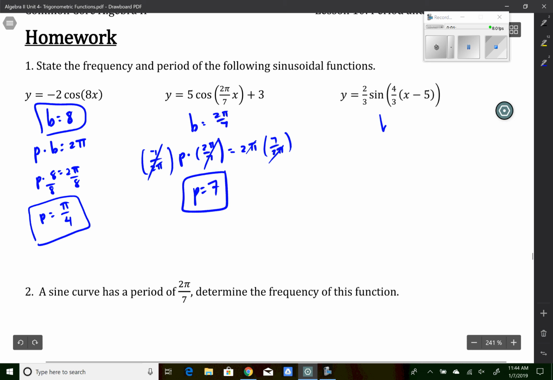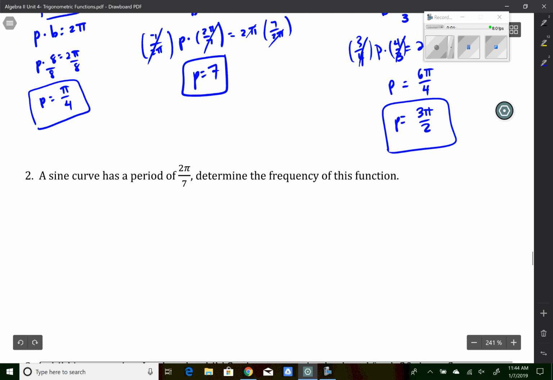For the next one, the frequency is 4/3. So if I do period times 4/3 equals 2 pi, again, we want to multiply by 3/4, the reciprocal, to get rid of it. And it's totally okay if the period and or the frequency have pi in it. We just leave it in terms of pi. So this becomes 6 pi over 4, which we can even reduce to 3 pi over 2.